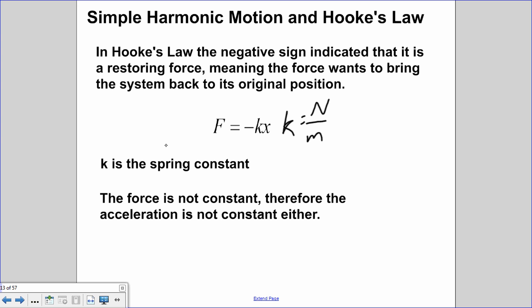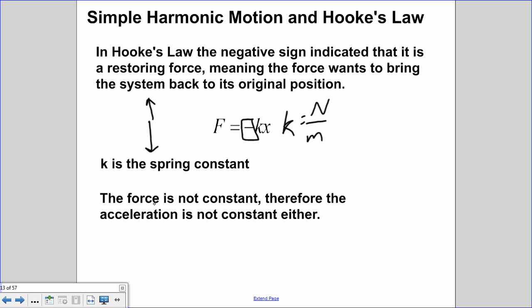And then a lot of people get kind of confused by this negative in here. All that negative means is it acts in opposition to the way you're pulling. So if you're pulling that spring down, it's a restoring force, so it's going to move back up. Some people don't even put that negative in there, but it always goes against the direction you would be pushing or pulling, so it's a restoring force. That's why that negative is in there.